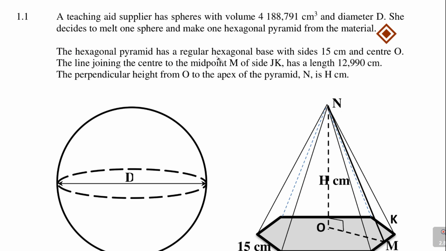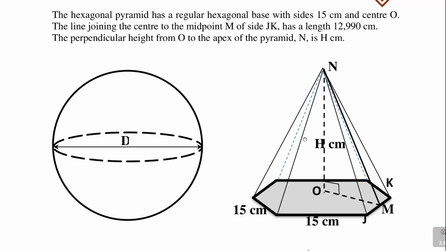The hexagonal pyramid has a regular hexagonal base with sides 15 centimeters and center O. So they're now giving us the hexagonal pyramid here. We can see the side 15 centimeters and center O. It says the line joining the center to the midpoint M of side JK. So there is our M here. See that? Then this line here, the line joining M from center O, has length OM here of 12.99 centimeters.